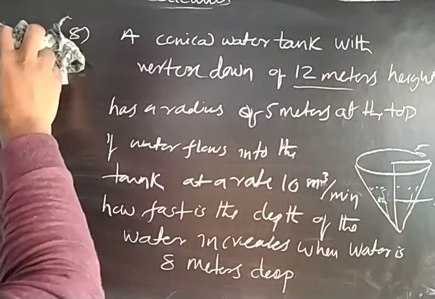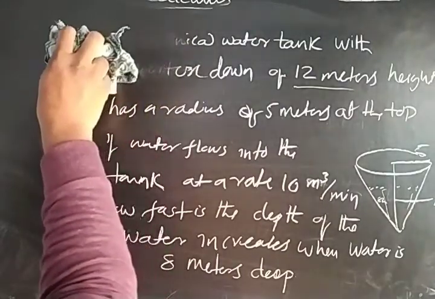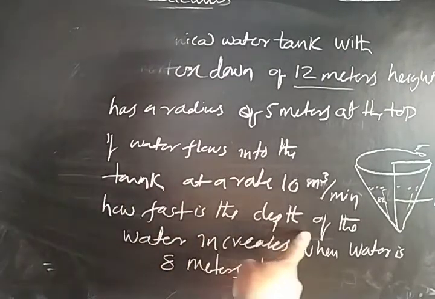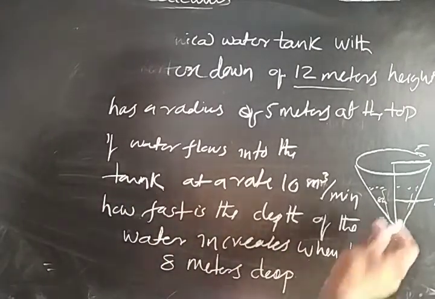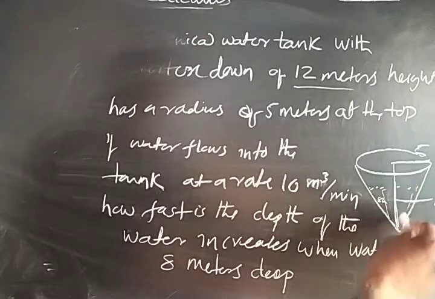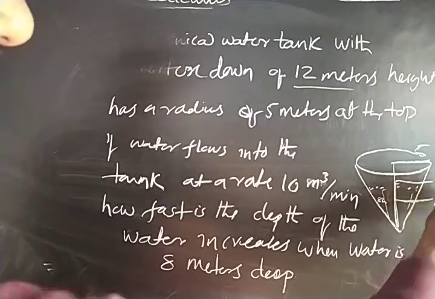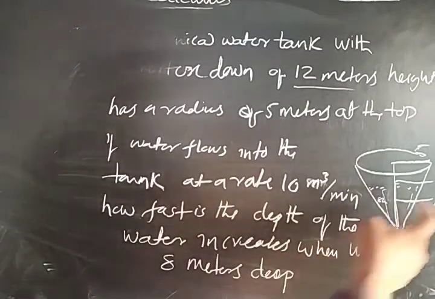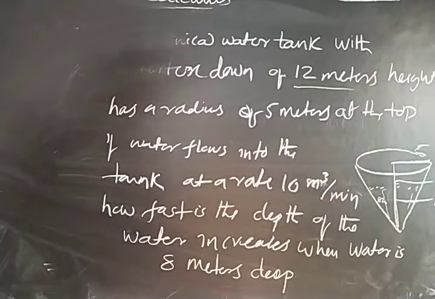Now, water height is 8 meters deep. So we have to find how fast the depth of the water increases. If you take the height of the water as h, we have to find dh by dt. When h is 8 meters, we have to find dh by dt. So here the cone height is different from the water height. Okay.